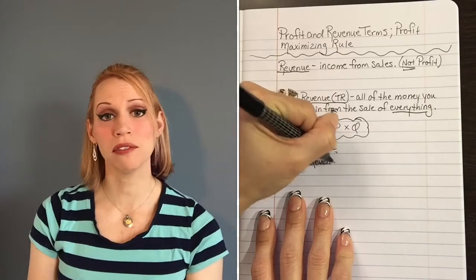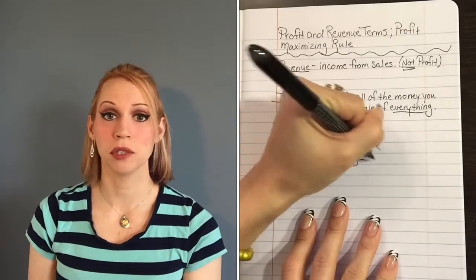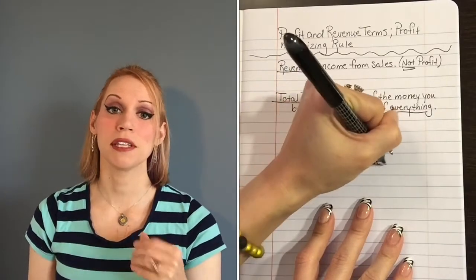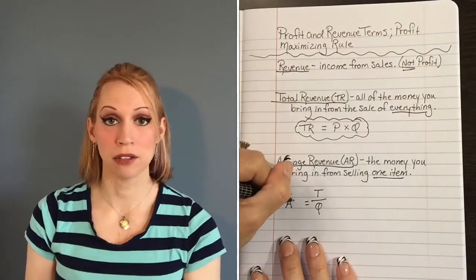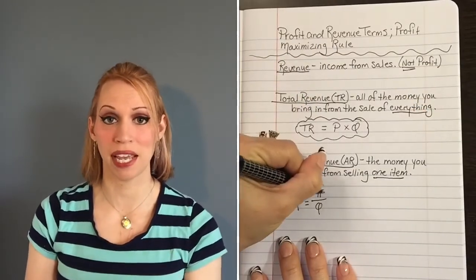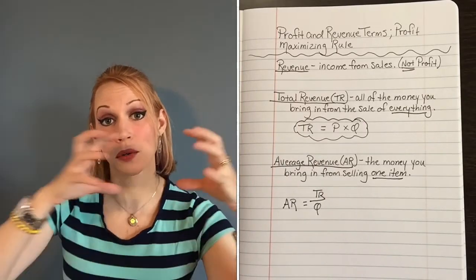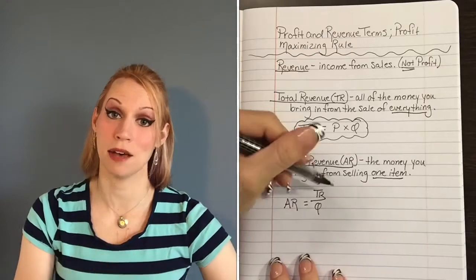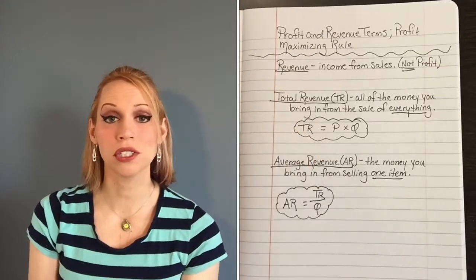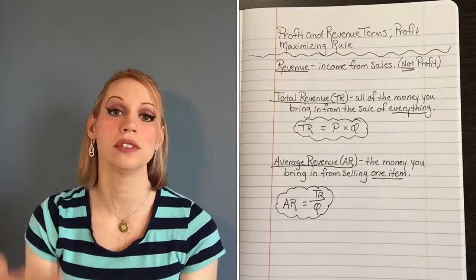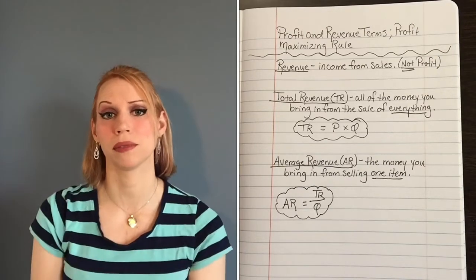Well, if total revenue is the money that you're bringing in from selling everything, then average revenue, which is going to be our next term, is going to be the money that you bring in when you sell one item. Now, the pattern that we learned with our costs still remains. Anytime you're trying to find an average, you're going to add things together and get a great big total and divide it by the number of things you have. So if we're looking for average revenue, all we're going to do is have total revenue divided by quantity. It's the same pattern. We're just keeping our revenue terms together.